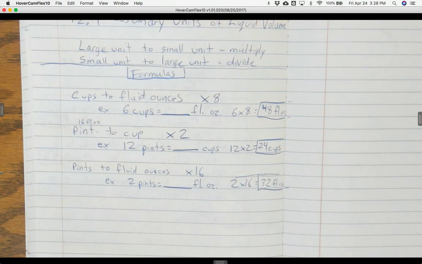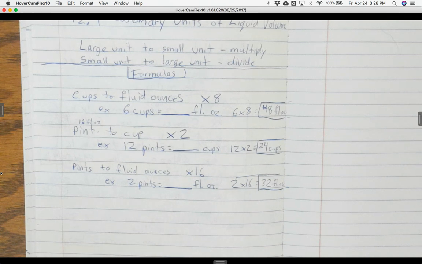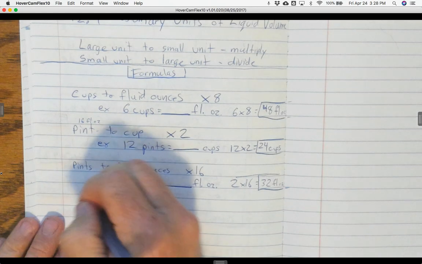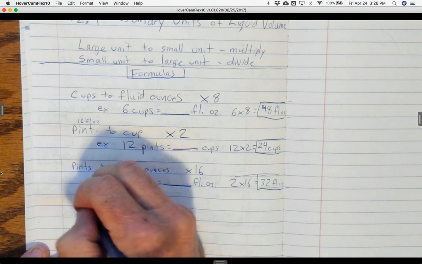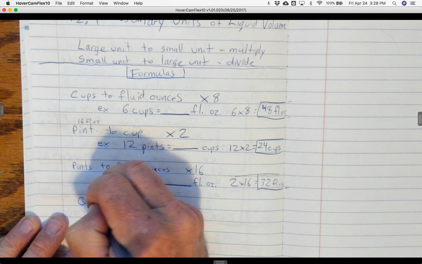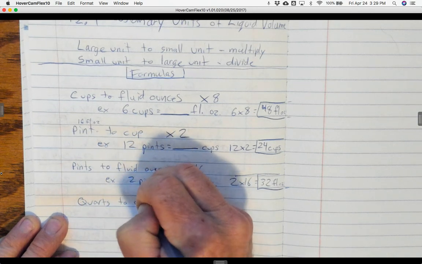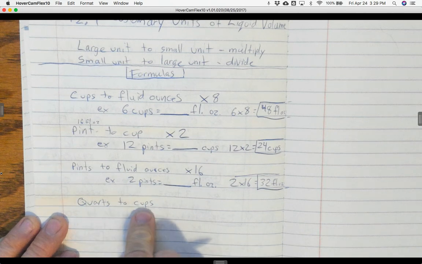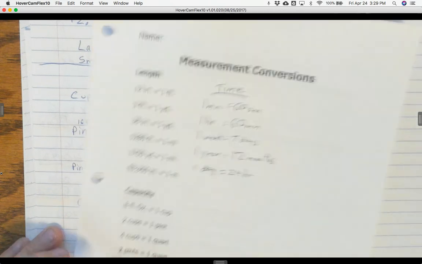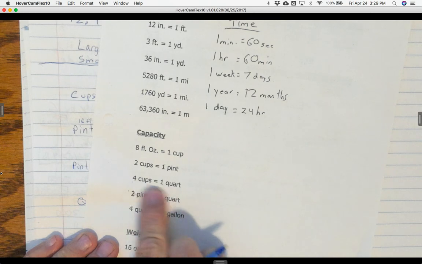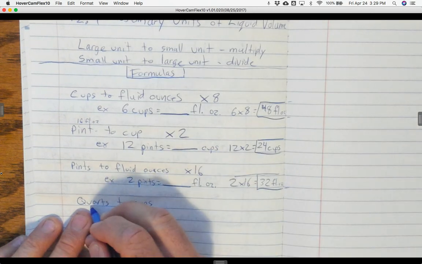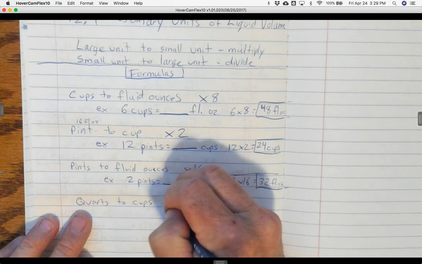All right, so that's it for pints. We're going to move on to quarts. So we're going to have 2 formulas converting quarts. We're going to start with quarts to cups. Quarts are large, cups are much smaller. Magic number, cups to quart, 4 cups in 1 quart. So this is our large, this is our small. We're going to multiply again. Multiply by 4.